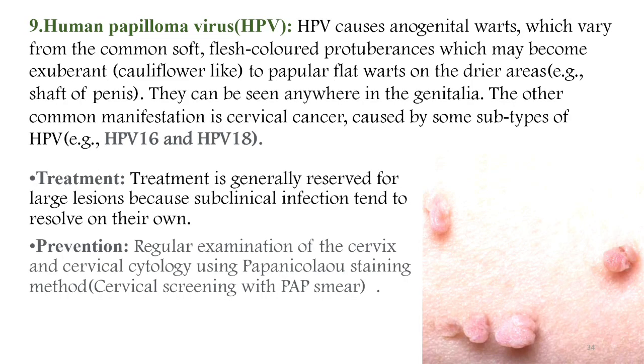Now come to the next causative organism, that is human papillomavirus. HPV causes anogenital warts, which vary from the common soft flesh-colored protuberances, which may become exuberant, that is cauliflower-like, to papular flat warts on the drier areas, example shaft of penis. They can be seen anywhere in the genitalia. The other common manifestation is cervical cancer caused by some subtypes of HPV, example HPV-16 and HPV-18.